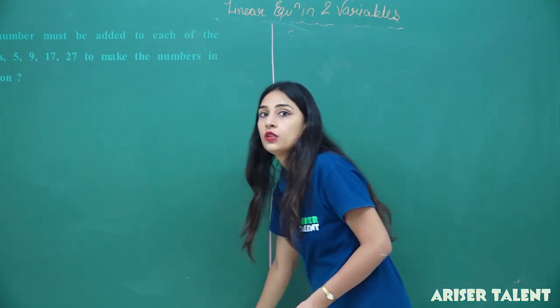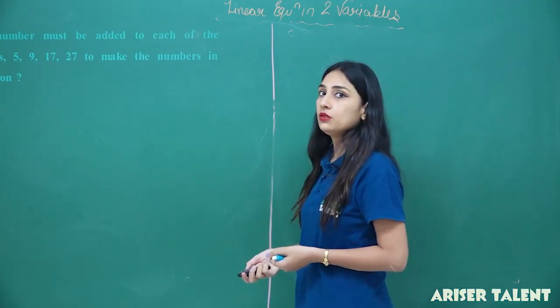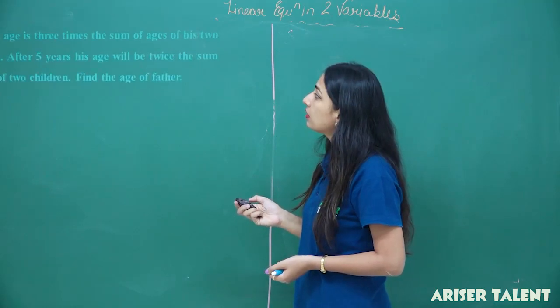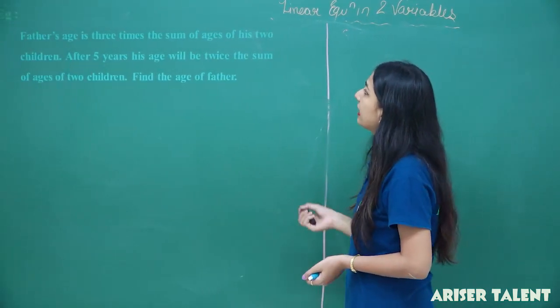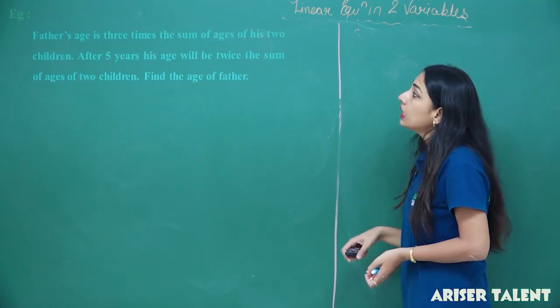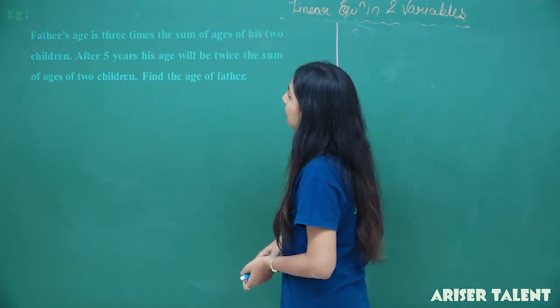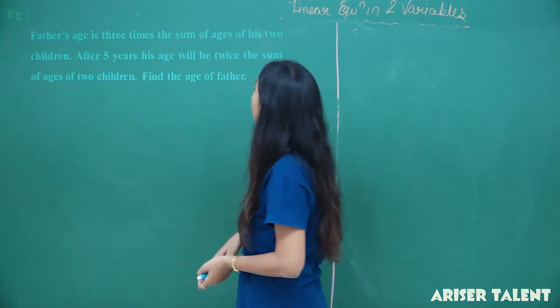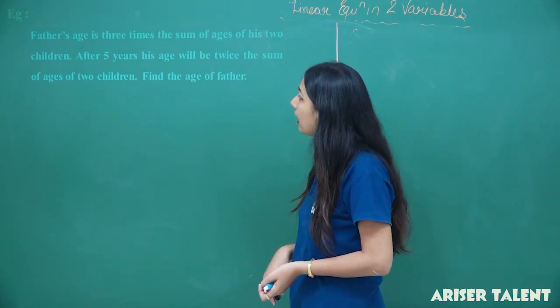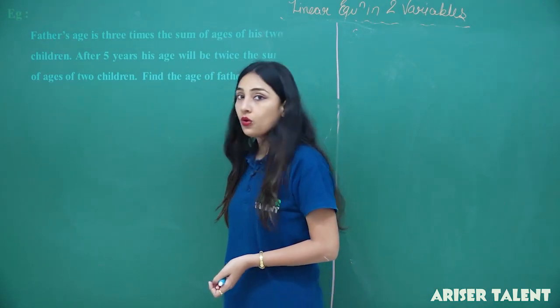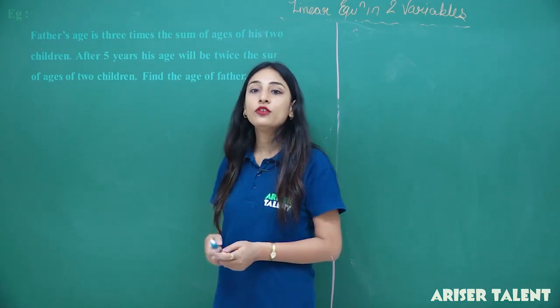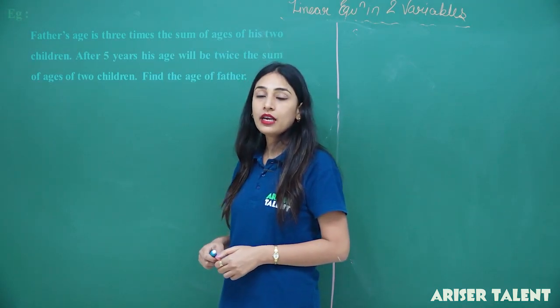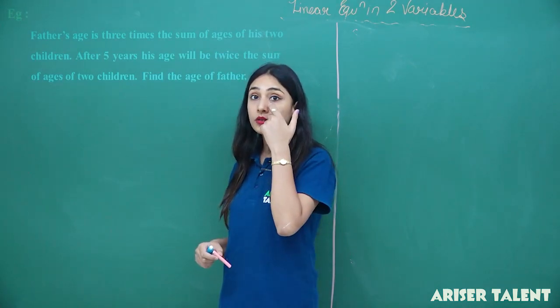Okay, so let's move to another question. Father says his age is 3 times the sum of ages of his 2 children. After 5 years, his age will be twice the sum of ages of 2 children. Find the age of father. Now, looking familiar with this kind of question? This kind of question is familiar to you or not?